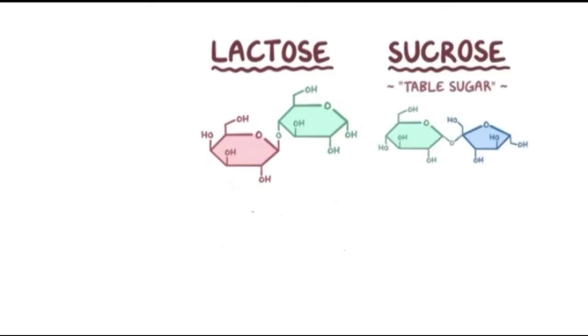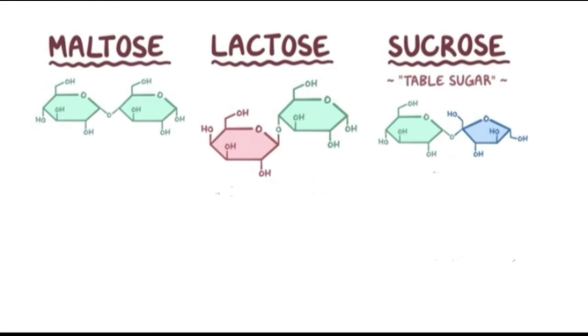So next is sucrose, or table sugar, and this is considered another disaccharide. Sucrose is the sugar formed by the combination of glucose and fructose. It is found in various fruits and vegetables. For example, sugarcane and sugar beets have the highest quantities of sucrose.